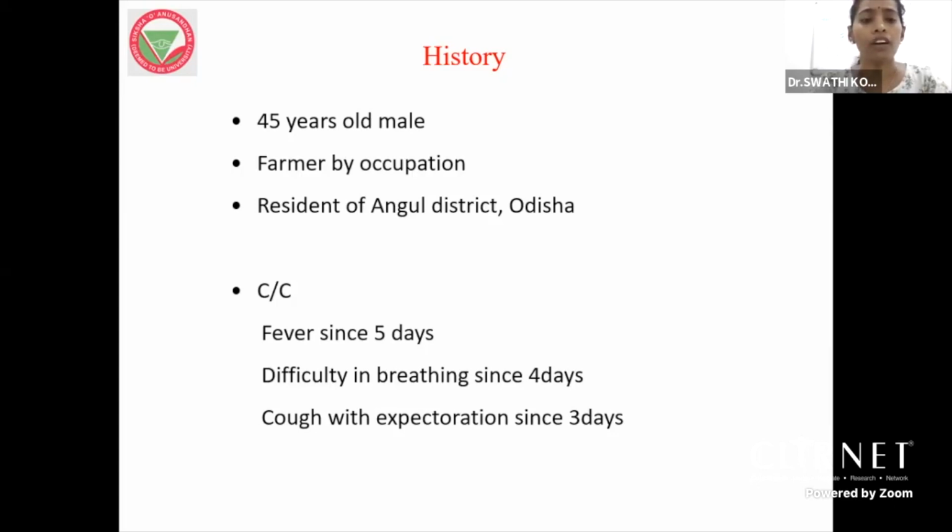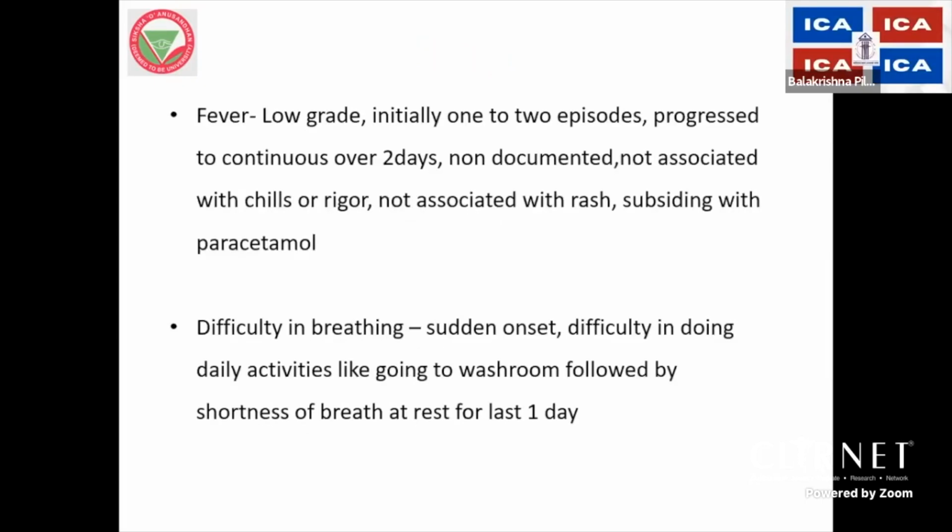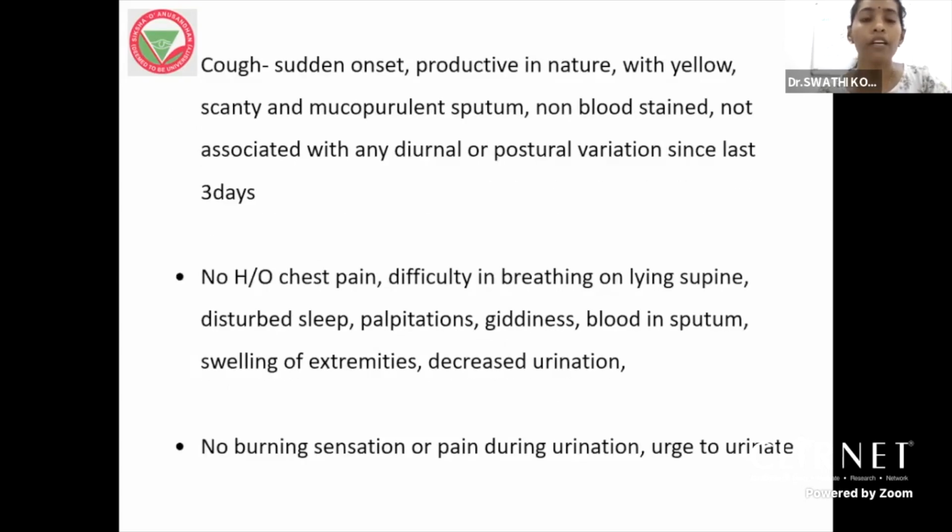the chief complaints of fever since 5 days, difficulty in breathing since 4 days, and cough with expectoration since 3 days. Fever is low grade, initially 1 to 2 episodes, progressing to continuous over 2 days, non-documented, not associated with chills or rigor, not associated with rash, subsided with paracetamol. Difficulty in breathing is sudden in onset, difficulty in doing daily activities like going to the washroom, followed by shortness of breath at rest for the last 1 day.